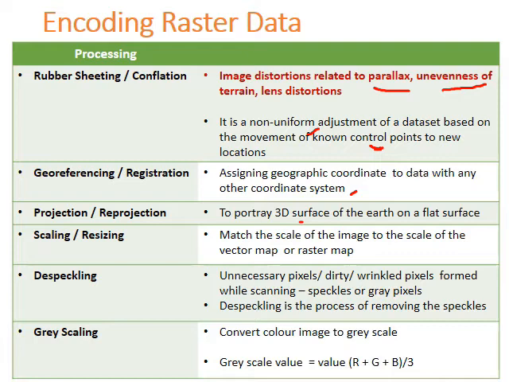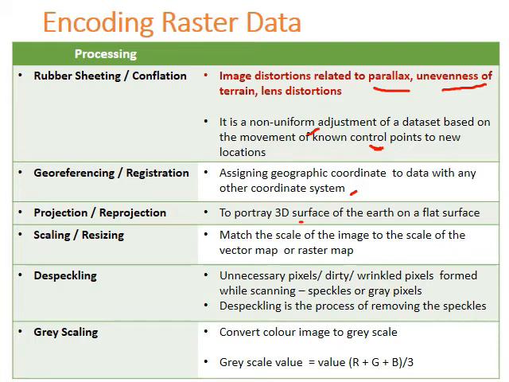And despeckling is another process in which there will be unnecessary pixels, dirty pixels or wrinkled pixels that will be formed when you scan the image. These pixels are called speckles or gray pixels, and despeckling is the process of removing the speckles. There are some standard algorithms to remove those speckles. Similarly, grayscaling is another raster data encoding process, which converts a color image into a grayscale image.